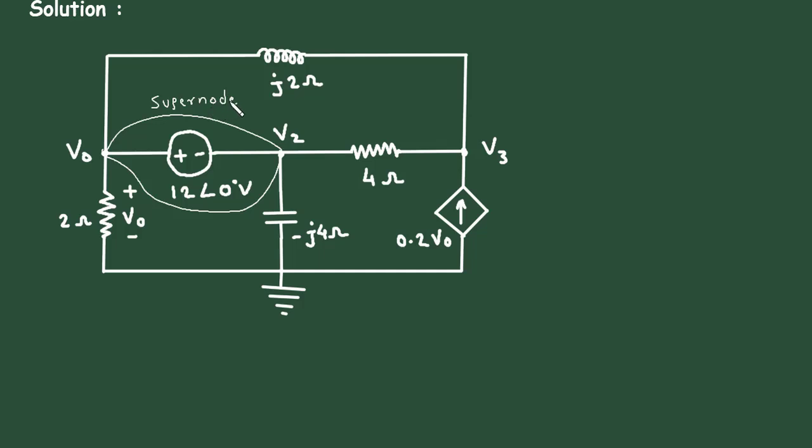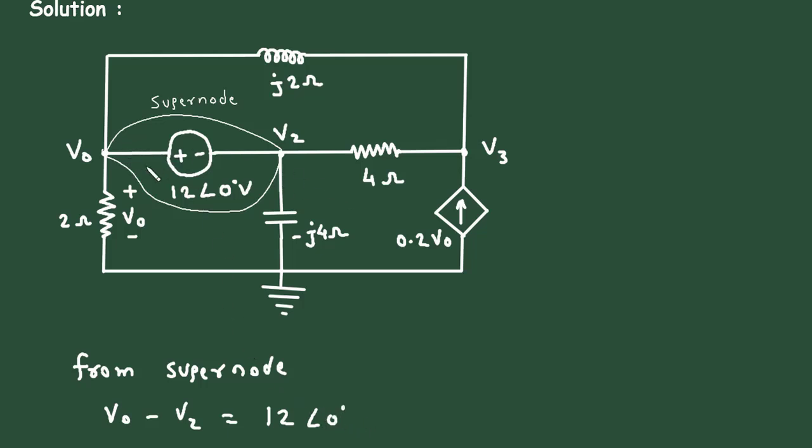So from supernode we can write VO minus V2 is equal to 12 at an angle 0 degree.